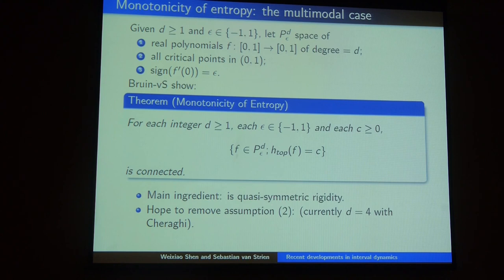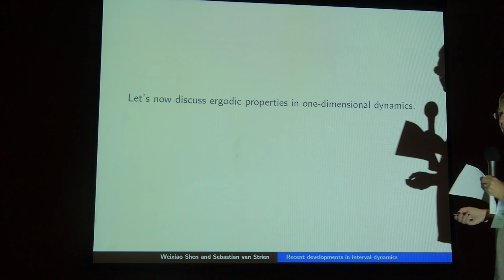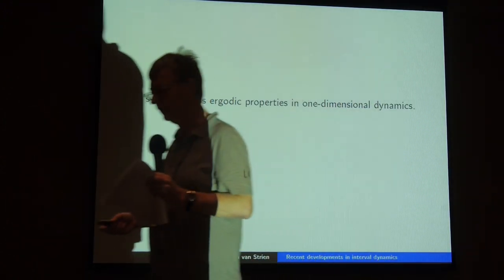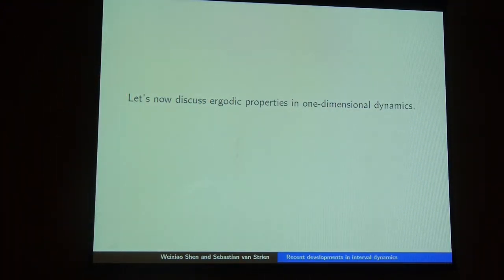One hope we have is that we can drop this condition about all critical points being in this interval, so that you can take arbitrary real polynomials. But what we already know is that even if you take maps which are far from quadratic, for example transcendental, then the topological entropy is monotone. So I'm going to pass on to Weixiao, who's going to talk about the properties.